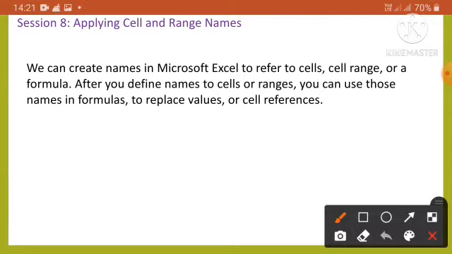Next is applying cell and range names. We can create names in Microsoft Excel to refer to cells, cell ranges or a formula. After we define names for cells or ranges, we can use those names in formulas to replace values or cell references. Apart from this, we can use the names for navigation to quickly select the named cell or range. Assigning a descriptive name to a cell or range in Microsoft Excel helps to make formulas in our worksheets much easier to understand and maintain.